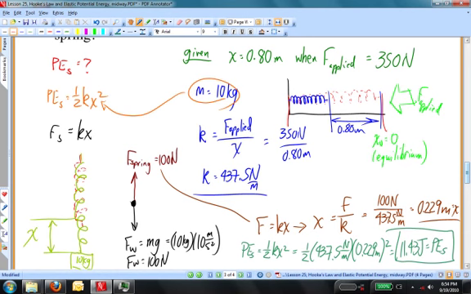So, reviewing this problem, I had to use the given information to figure out what the spring constant was. Once I knew the spring constant, then I figured out how much the spring would stretch when a 10 kilogram mass was hung from it. I used Hooke's law to help me figure that out, and then I used the potential energy formula to figure out how much energy was stored. That's one example. Let's move on to another.